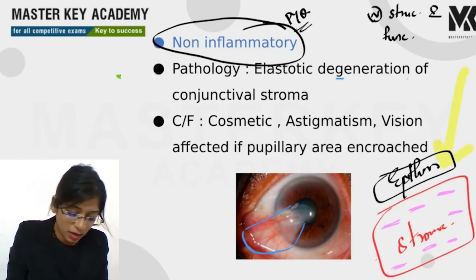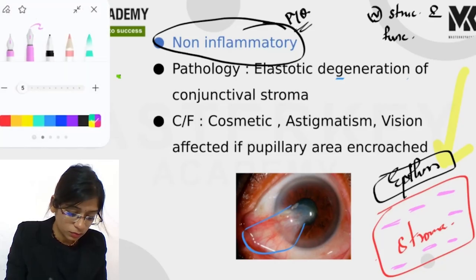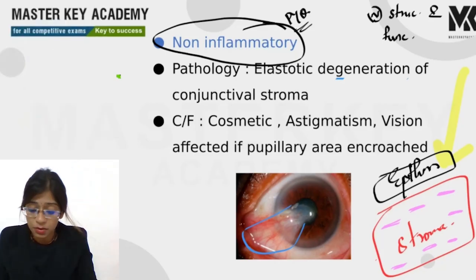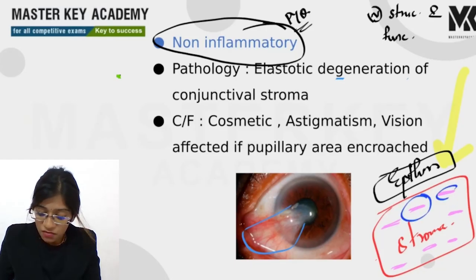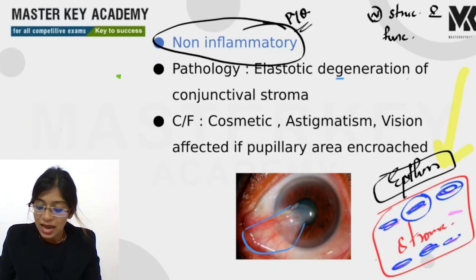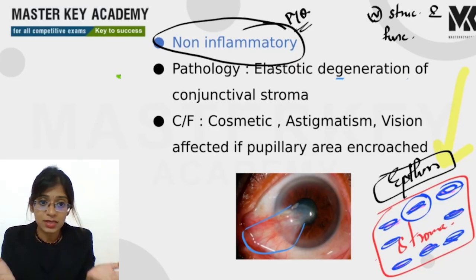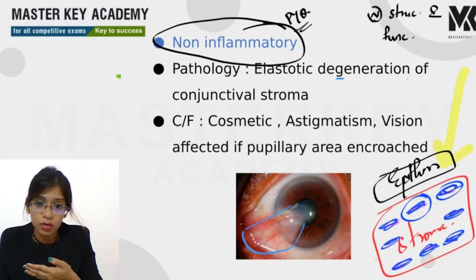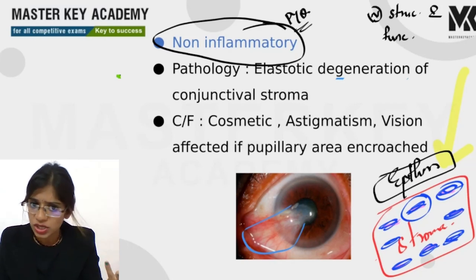The collagen fibers inside this stroma become very thick and abnormal. What is it? Very thick and abnormal. And when doctors examined this pterygium under the microscope, pterygium is basically a conjunctival tissue.